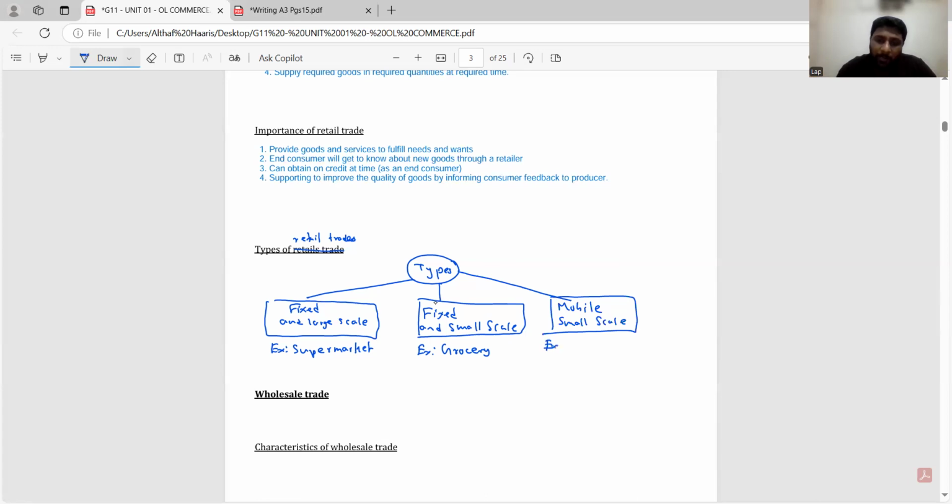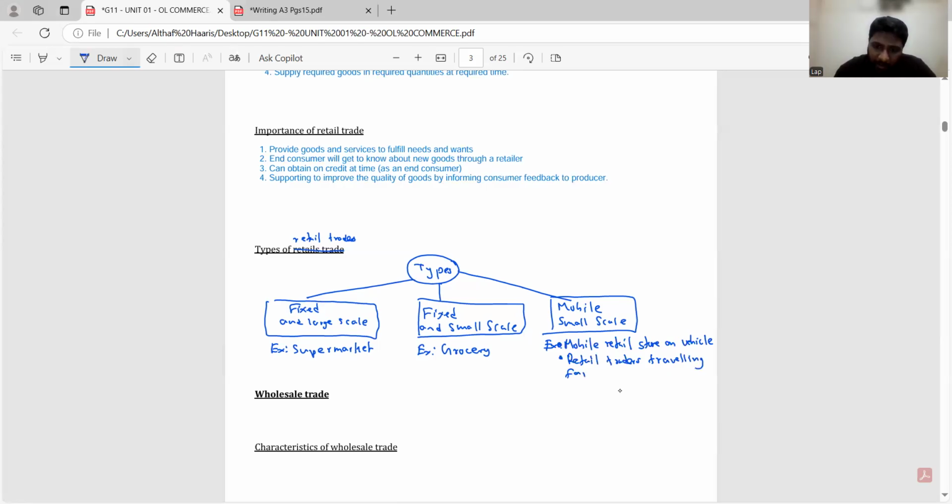Example, mobile retail store on vehicle. Retail traders traveling.